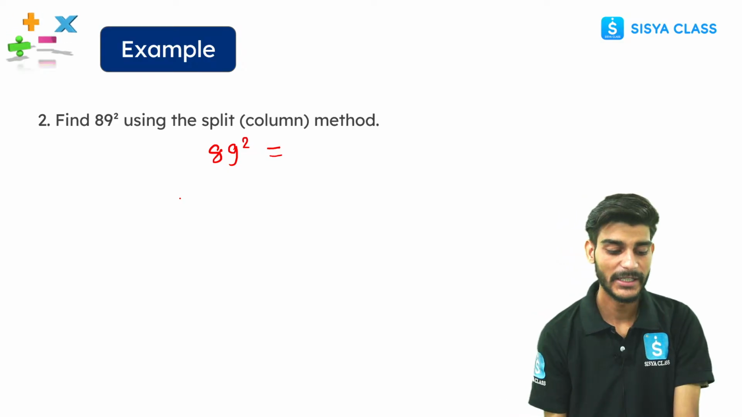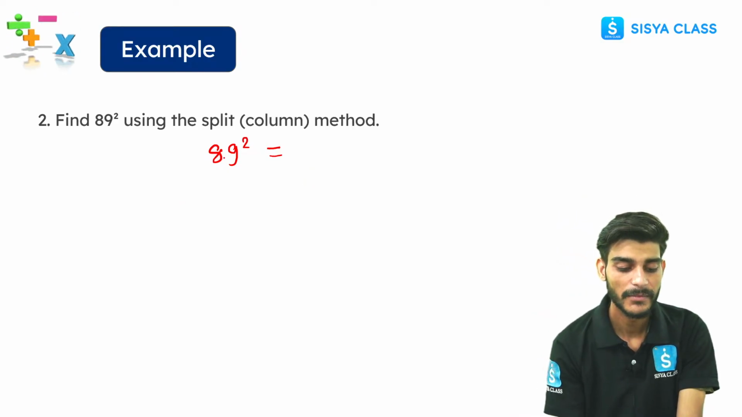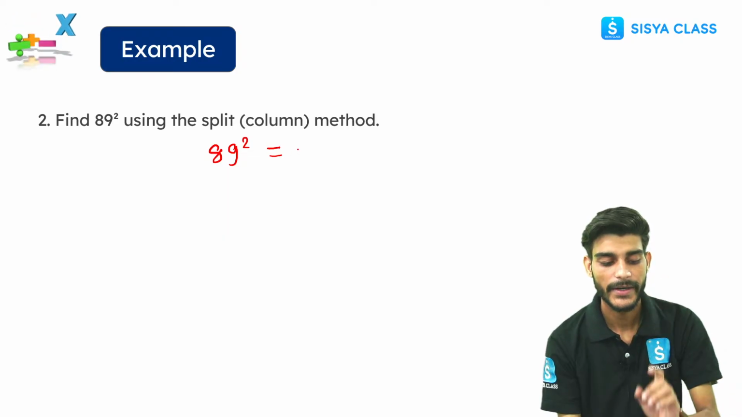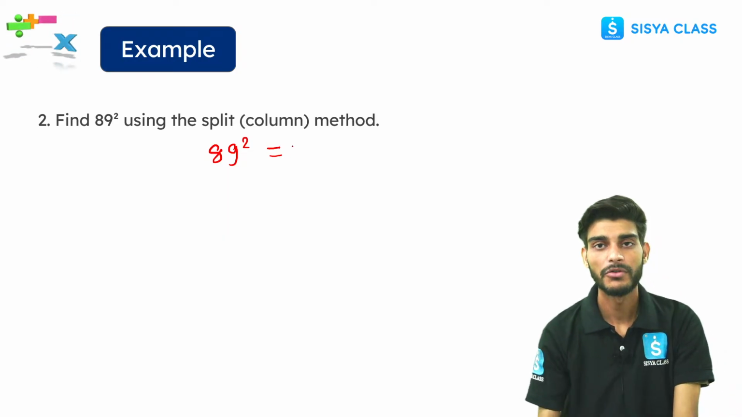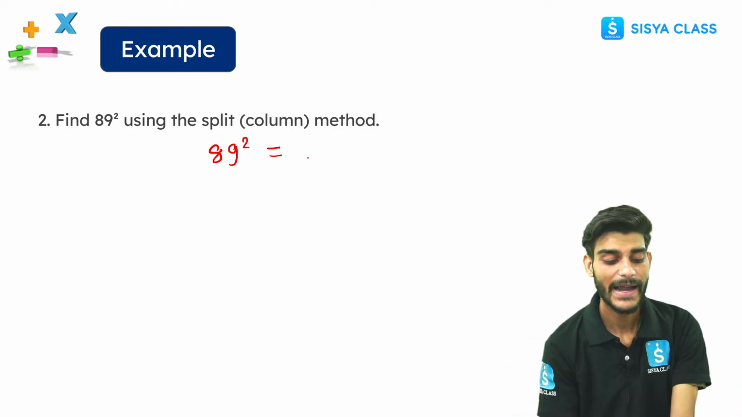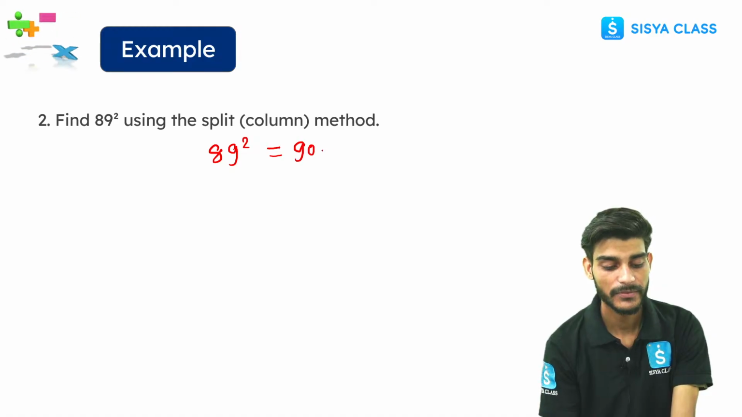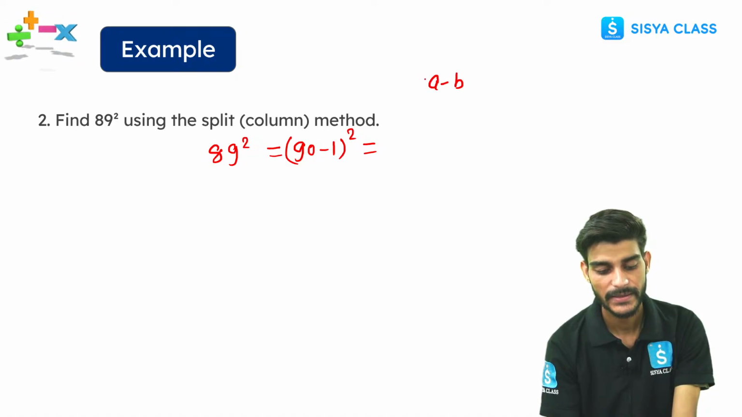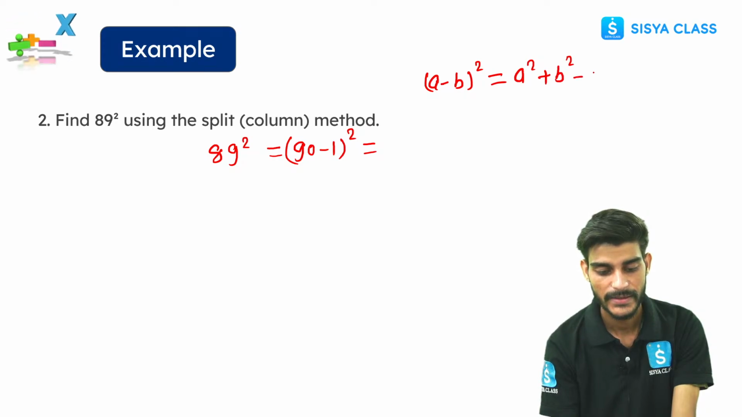Split method means you have to split the number into two numbers such that you already know one number's square. So 89 is closer to 90, right? So can I write 89 as (90 minus 1) square? Now use this identity: (a minus b) whole square is a square plus b square minus 2ab.